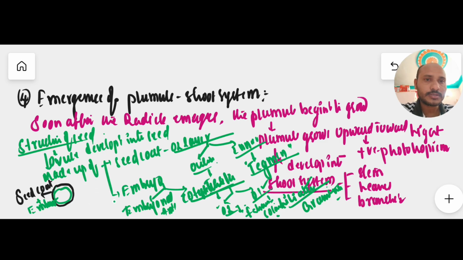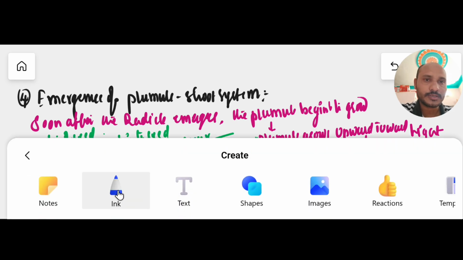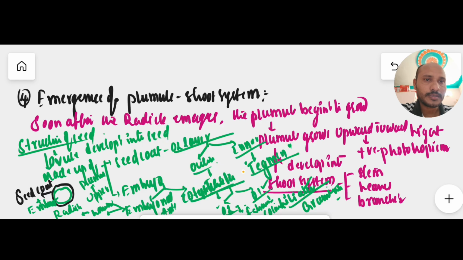Now coming to the embryonal axis, it contains two ends, an upper end and a lower end. Very important: the lower end contains the radicle structure, and the upper end contains the plumule structure. Now with the help of a diagram I will explain how this is present. See, this is the embryonal axis. From this embryonal axis there are two cotyledons like this.